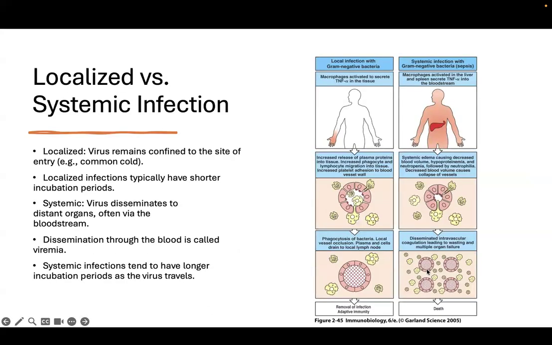And of course, now that it's infected, the infection can be localized or systemic. Localized basically means it remains in a certain tissue. It stays there, it's confined, and it doesn't spread. An example of this is your common colds. This could be RSV viruses, for example, or rhinoviruses, these ones that stay just there.